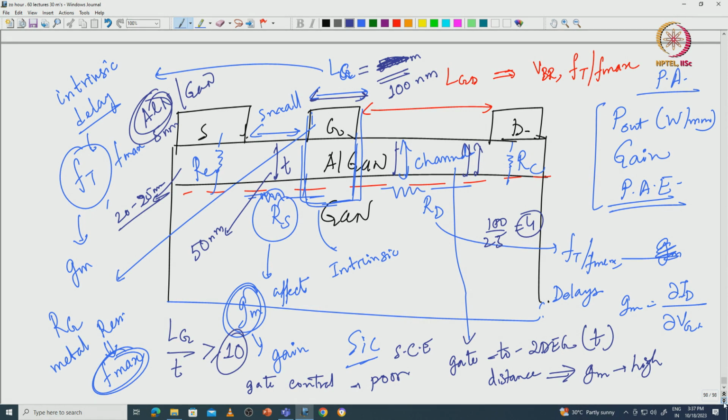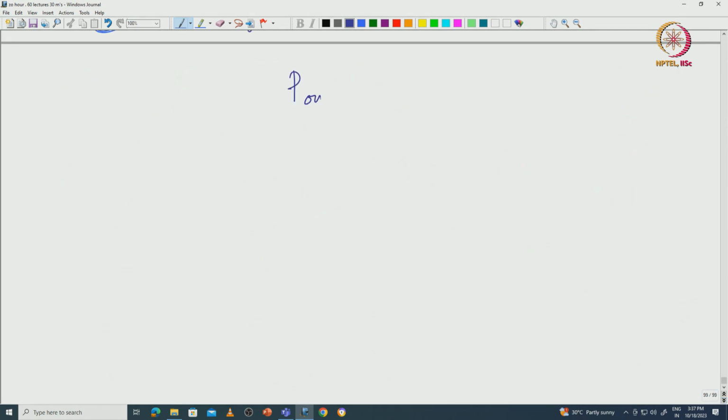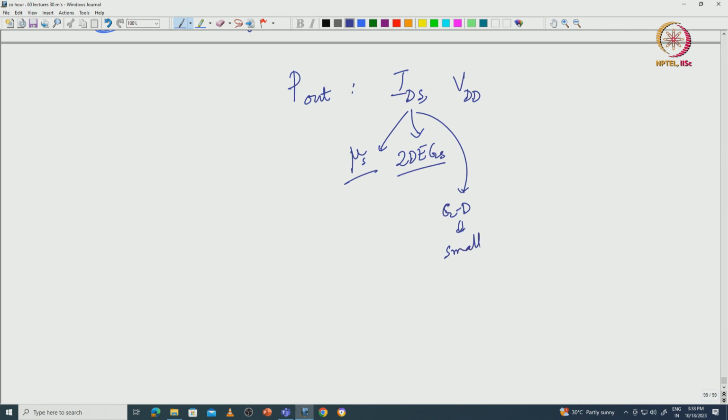But in these 3 things that we are talking about, the output power depends on the current that you are looking at getting and the voltage at which you are biasing. The current depends on the 2D electron gas density, correct? It depends also on mobility, by the way, because of the source and drain excess resistances, the mobility matters a lot. So a good mobility always helps you. It needs a good 2D electron gas density, it needs a good mobility, and the spacing between the source and drain has to be small. If your gate to drain spacing is small, your resistance will be small and your current will be high.